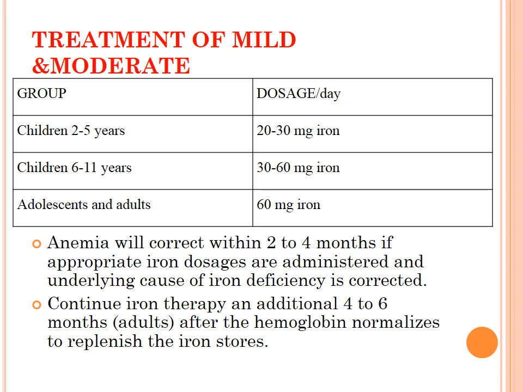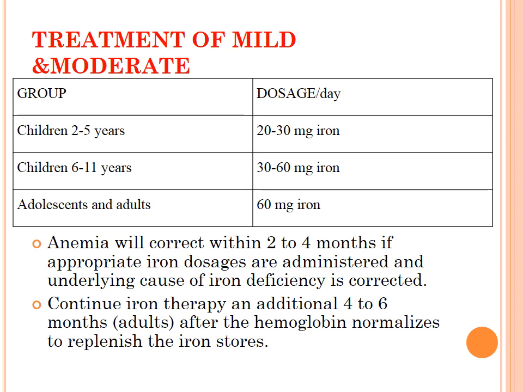Now friends, what is treatment of mild and moderate anemia? Now if a group is having children from 2 to 5 years, the dosage is 20 to 30 milligram iron per day. For children having age from 6 to 11 years, the dosage is 30 to 60 milligram iron per day, and for adolescents and adults the dosage is 60 milligram iron per day.